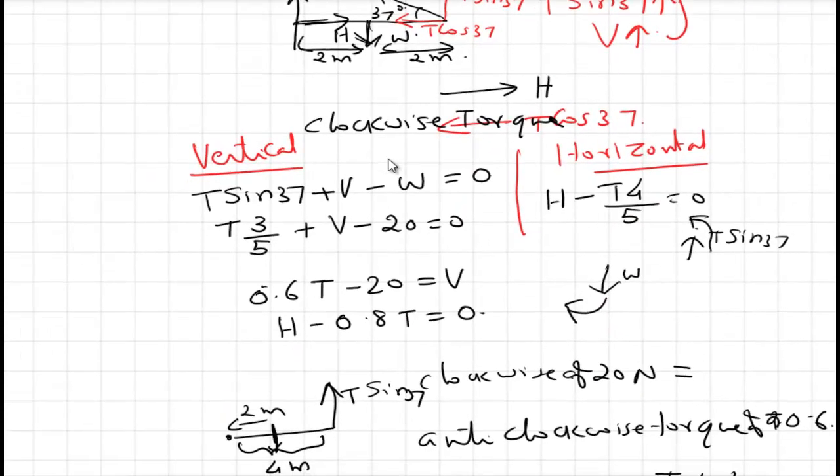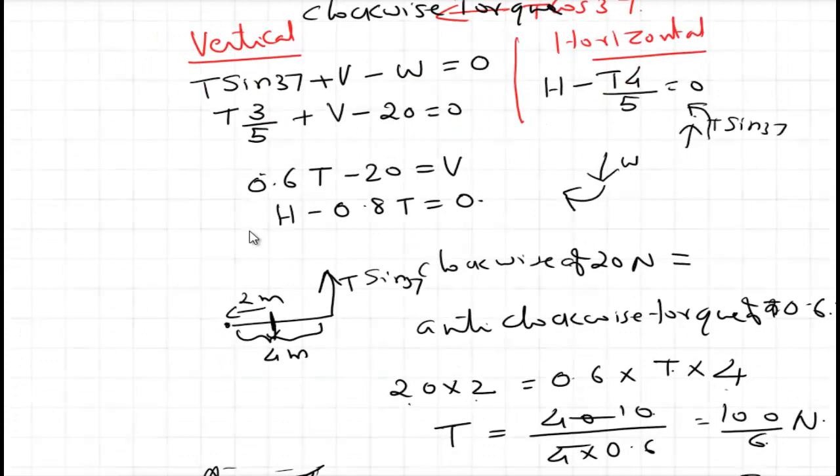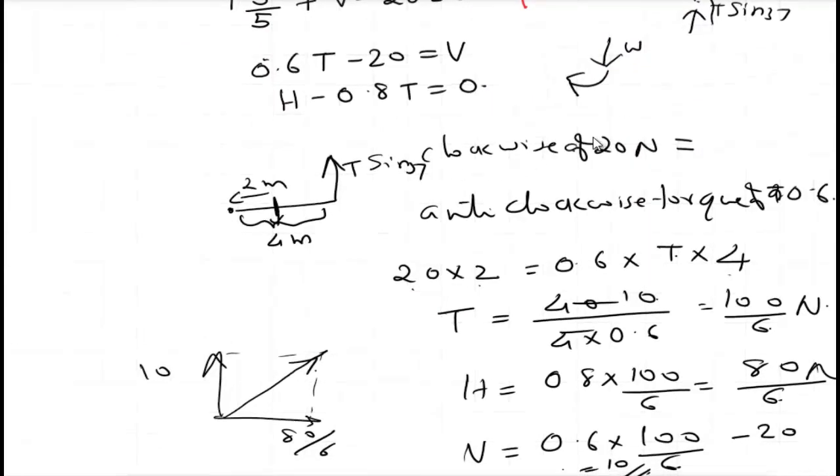Okay, horizontal forces and vertical forces. Since they are under equilibrium, we can equate the horizontal forces to 0 and vertical forces to 0. We found out the clockwise torque and the anti-clockwise torque. Clockwise torque of 20 Newton is because weight is acting downwards, so it will be giving a clockwise torque. T sin 37 is acting upward, so that will be giving an anti-clockwise torque.